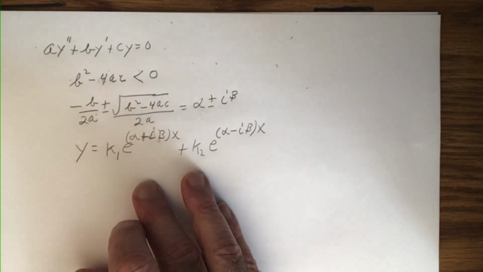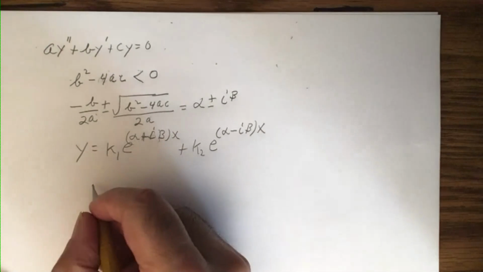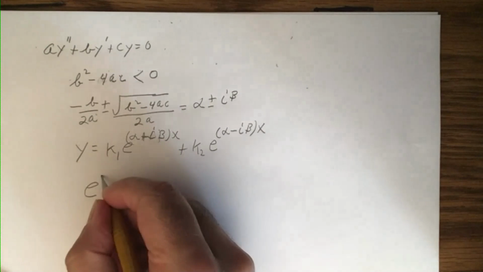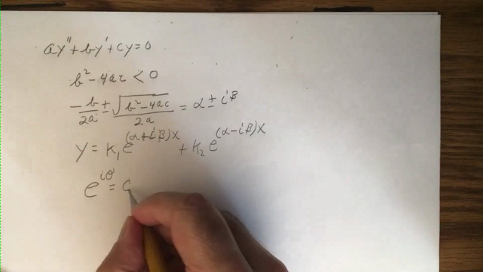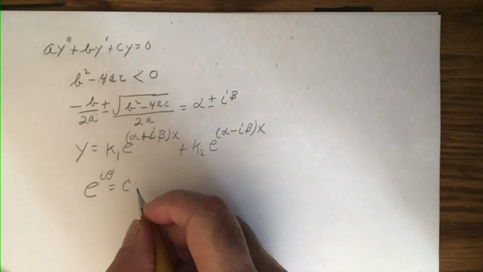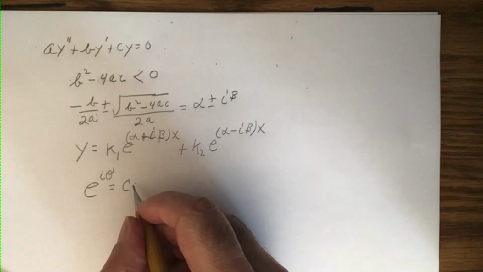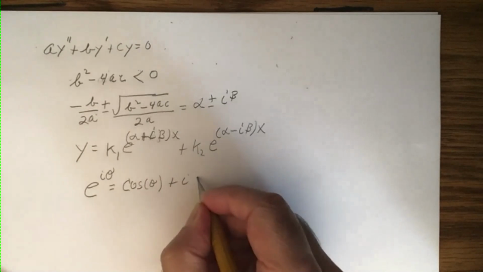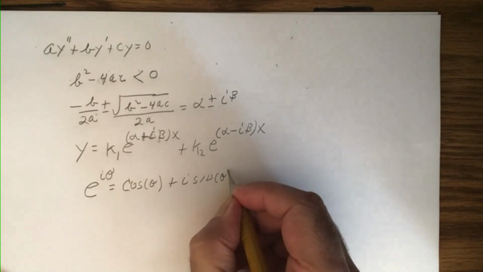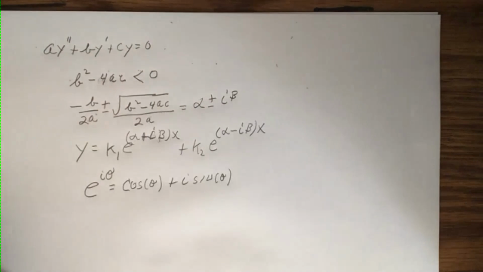Now, I don't know how many people have heard of Euler's equation, but Euler's equation tells us that e to the I theta is equal to the cosine of theta plus I sine theta. It's unfortunate that in calculus 1, 2, and 3, you don't see this. How many people have seen this formula before? Has anybody seen this formula? I've seen it. Okay, good.